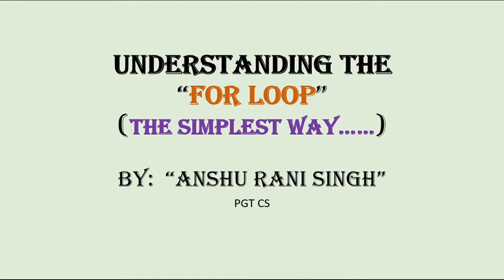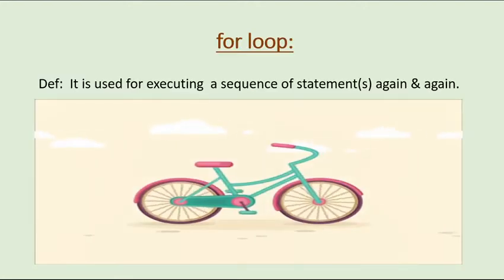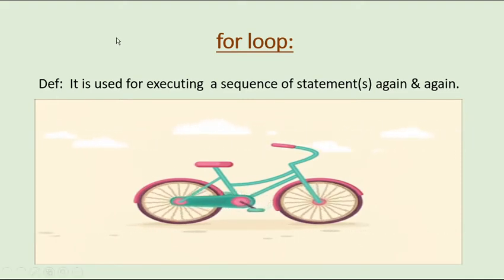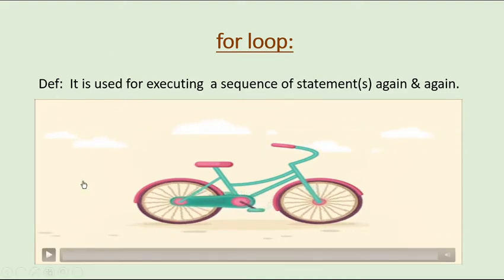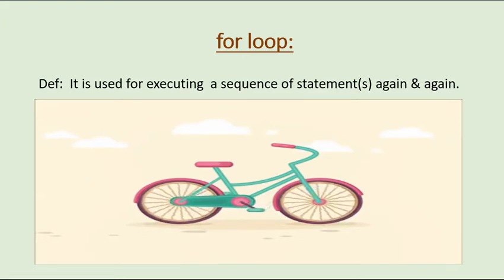I'm going to present a topic on understanding the for loop, and this is the simplest way. So let us see how it works. Now here we can see that a for loop, when we want a task to be repeated again and again, then we use a for loop. So let us go through its definition. It says it is used for executing a sequence of statements again and again.